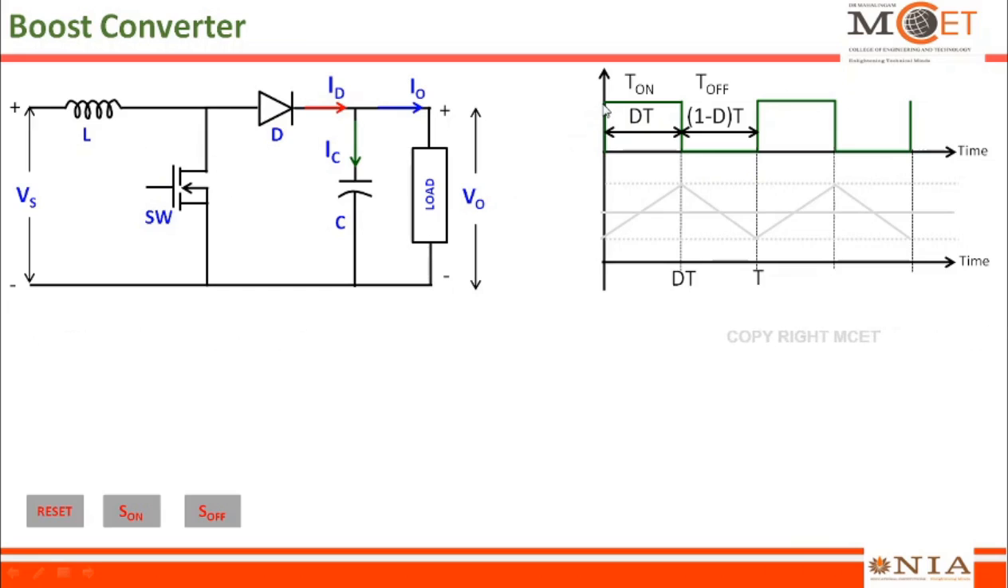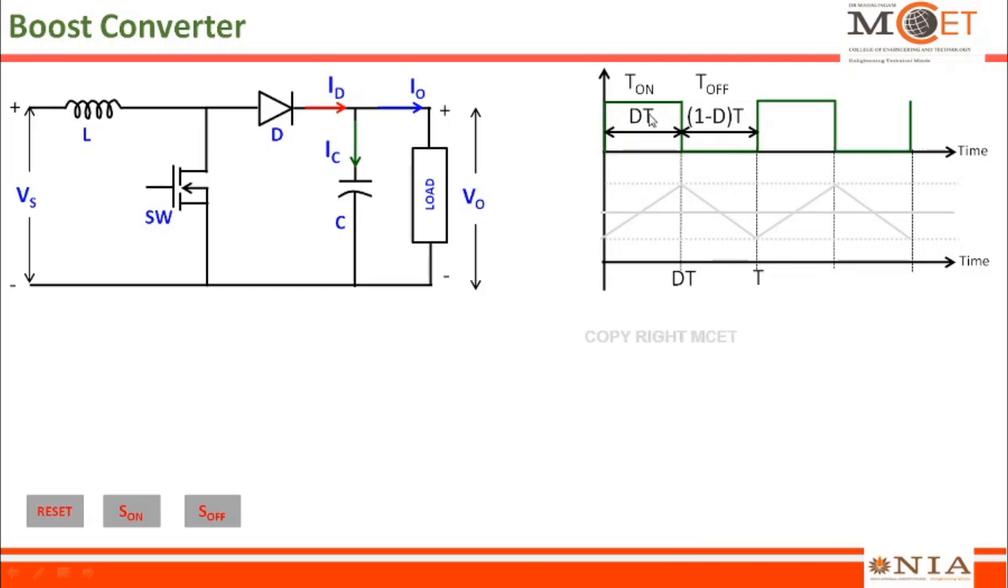So when the switch is in on condition, that is when the gate signal is high, the switch is on, and this on time duration of the switch can be denoted as dT. T on is equal to dT. This we already derived in the previous video, where D is the duty cycle of the switch, and the off time of the switch is denoted by T off, and it is given as (1 minus D) into T.